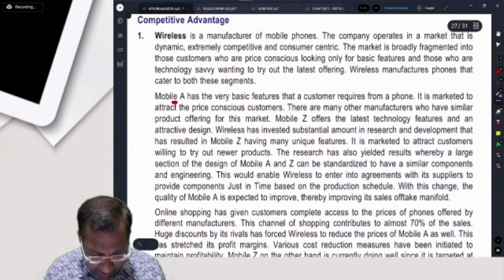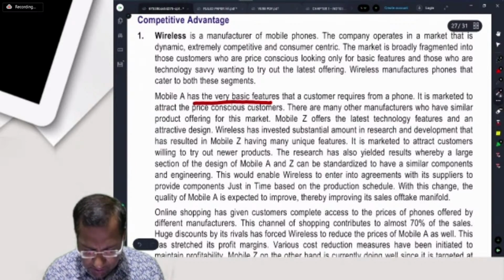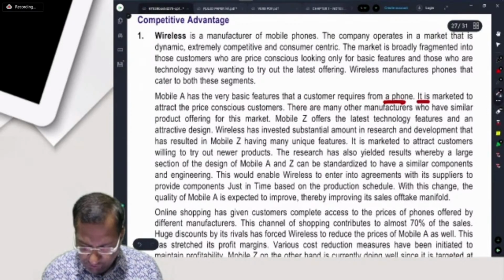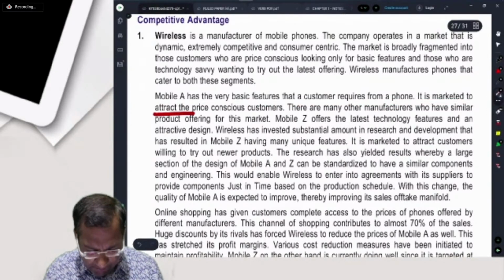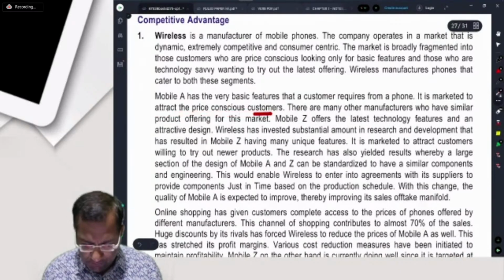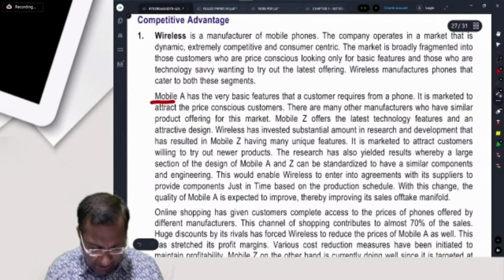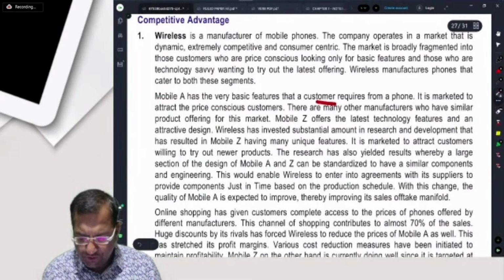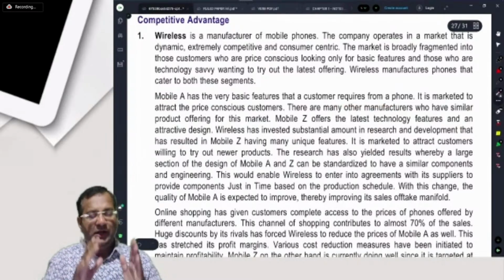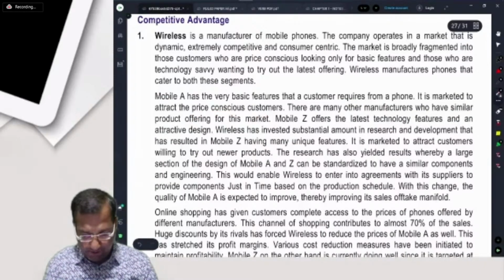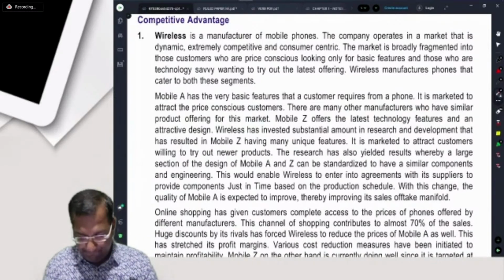Mobile A has the very basic features that a customer requires from a phone. It is marketed to attract the price conscious customer. There are many other manufacturers who have similar product offerings for this market. So regarding mobile A, it has very basic features that a customer requires from a phone. It is targeted at price conscious customers, and other manufacturers are also offering similar products in the market.